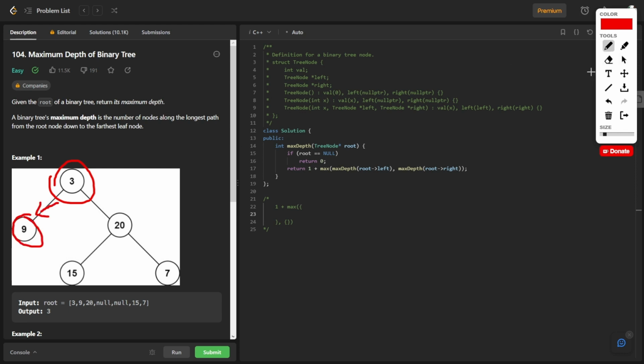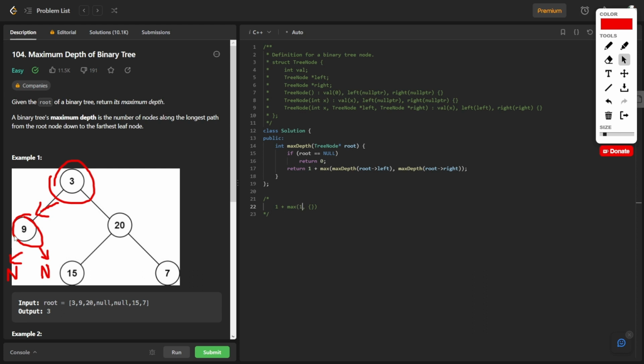We're here, it is not null, so we're returning 1 plus again 1 plus max of left node and right node. If you go to its left and right, they are both null. When the node is null, this actually returns 0. So this is 0, this is 0, and the maximum of 2 zeros is still 0. So essentially the left branch, the maximum is 1.